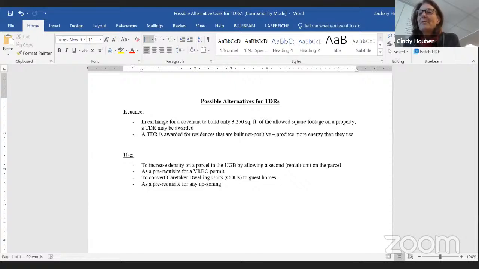Maybe you also have to give another community benefit along with that, like buy down a unit elsewhere that's not on your property and convert that to a deed restricted unit. So with that in mind, I think you get the point now that that's where it came from. And then as a prerequisite for any upzoning.